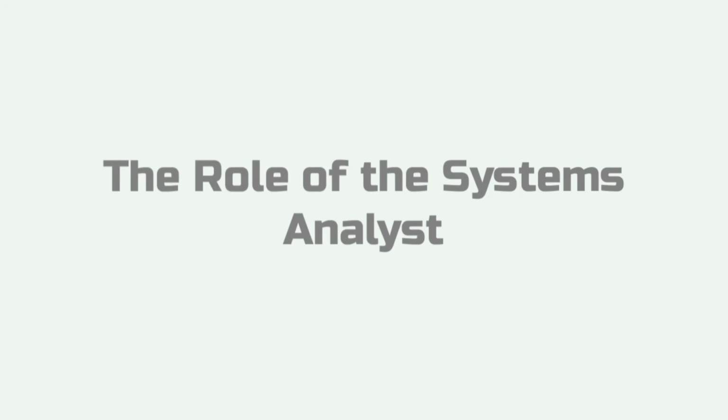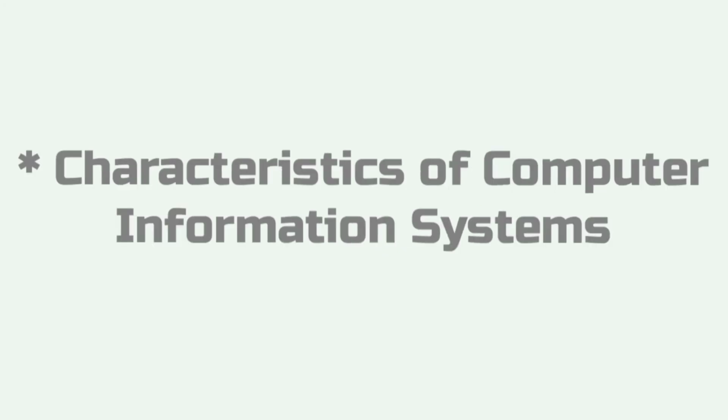The role of the system analyst. First one, characteristics of computer information systems. Computer information systems differ from manual systems in four different ways. First one, accuracy. Second, data collection and communication. Third, data storage. Fourth one, speed of response.